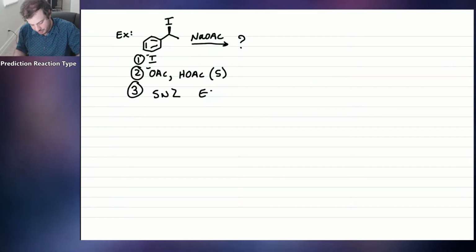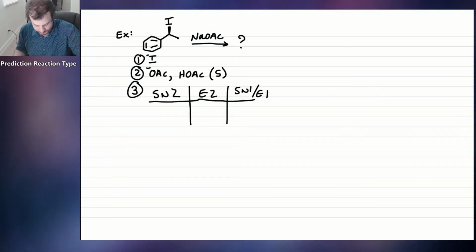SN2, E2, SN1, E1. Okay, the SN2 column is secondary, so fair. The E2 column is, I'm sorry, not secondary. It's fair because the pKa is 5, so 5, fair. Remember, E2 depends on the pKa of the conjugate acid. In this case, it's 5.